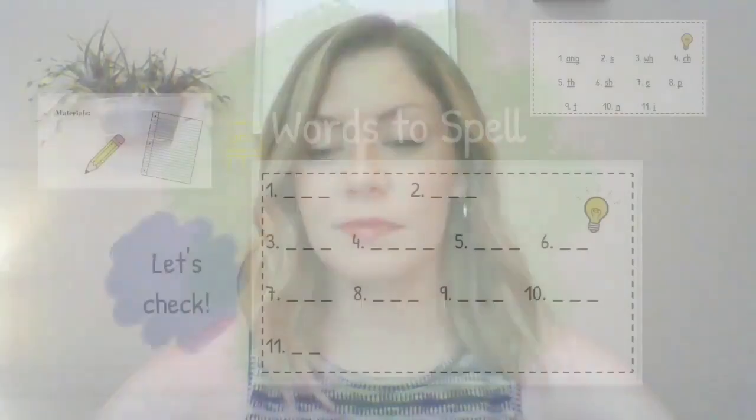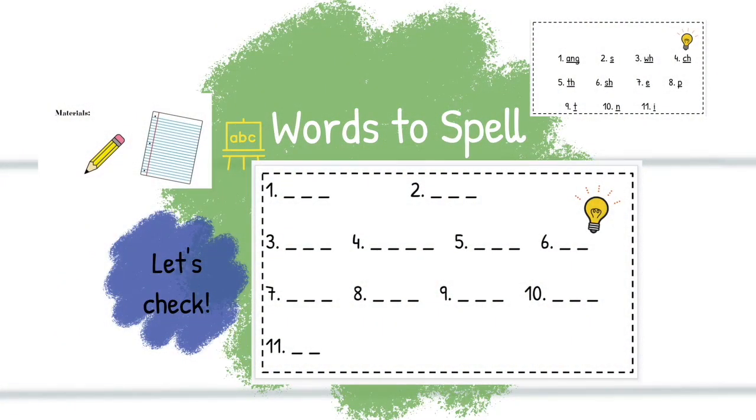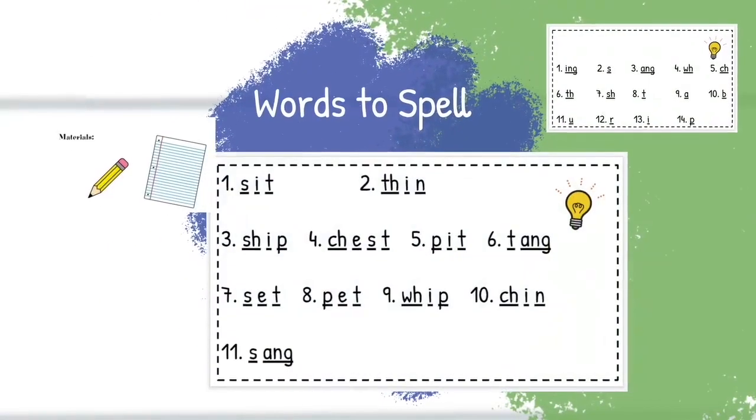Sang. Ang. Sang. 2 sounds. Sang. All right, let's check our work. Here are these words spelled correctly using our sound bank.